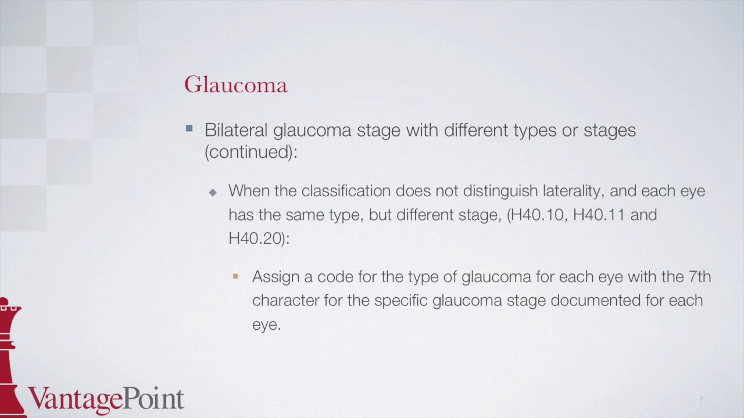Finally, for bilateral glaucoma, if the code does not indicate laterality, such as the open angle code we discussed with the previous slide, and the patient has a different stage of the open angle glaucoma in each eye, you're going to assign 2 open angle glaucoma codes, one for the specific stage of each eye. Therefore, you'll have 2 codes that are the same, other than that the 7th character for the stage is different. The more severe stage code should be reported first.